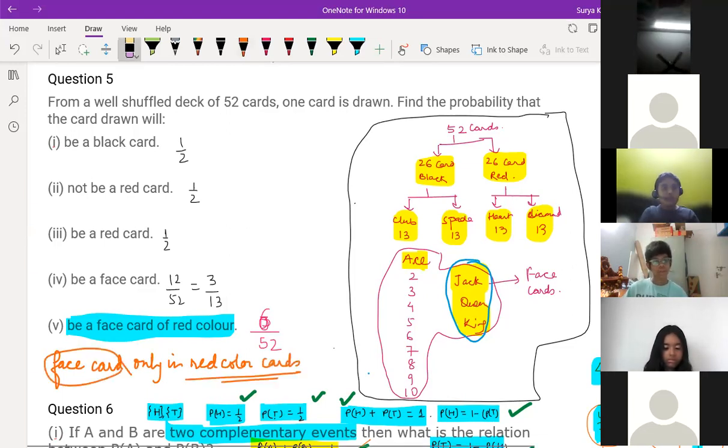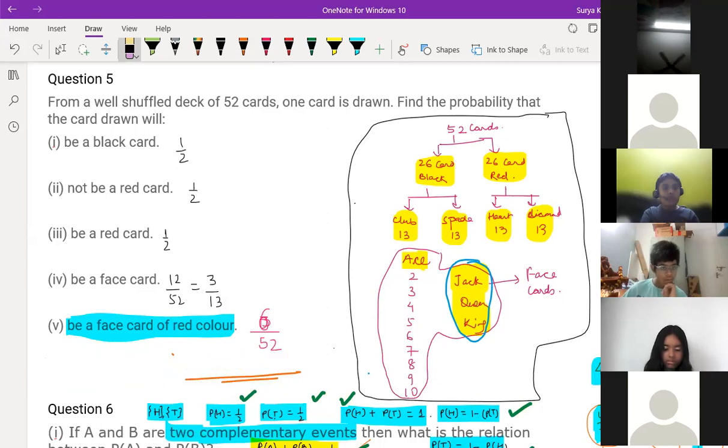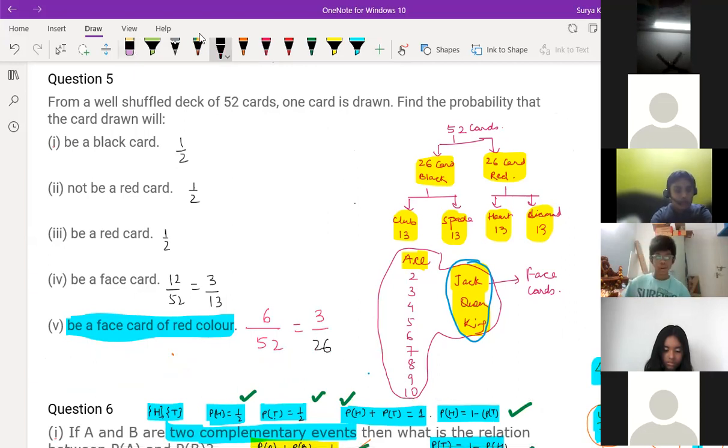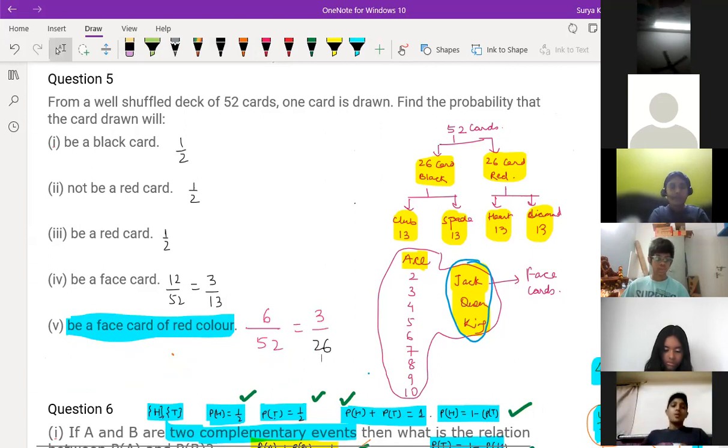Okay, but here we are comparing with complete card value. Okay, deck of cards. So in the deck of cards total, how many face cards are there in red color? 6. The answer is 3 by 52. Sorry, 3 by 26. All right, Sai Charan. Yes, sir. So now everyone got the answer. Satvik, you got? Yes, sir.